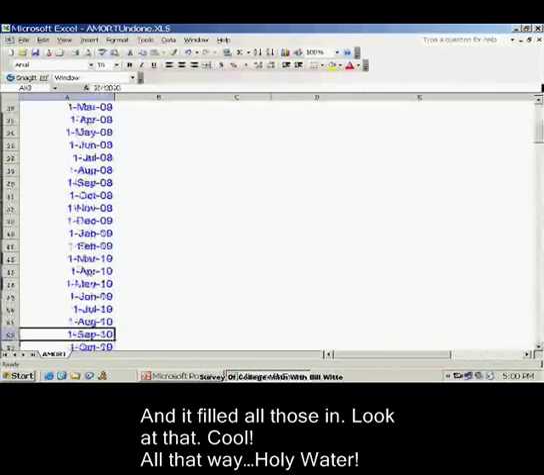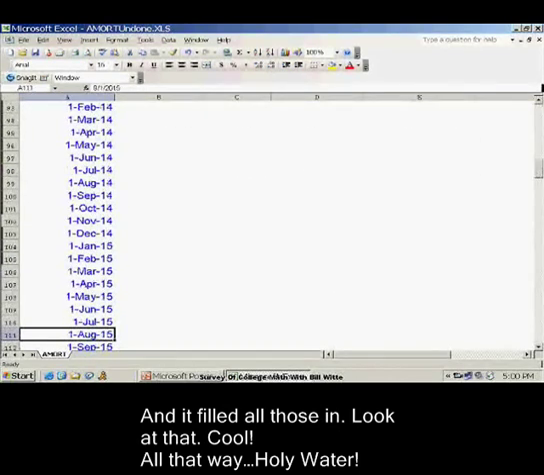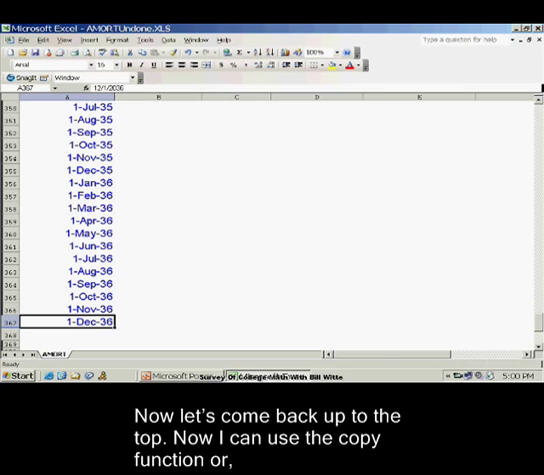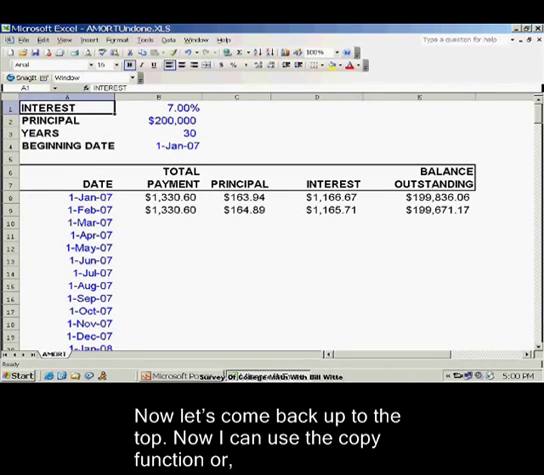Look at that. Holy water. All the way down. And I actually went too far, didn't I? Let me delete that one. Okay, should be finished as of December. Okay, let's come back up to the top.